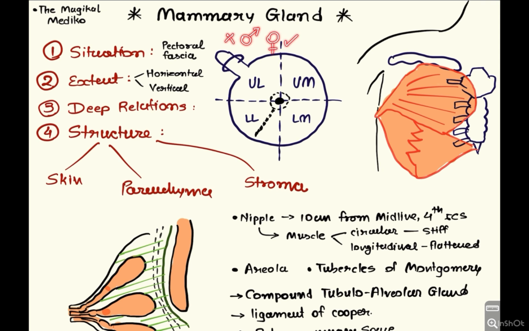Okay. So, first thing we are going to discuss about the mammary gland is the situation of this gland. The mammary gland is situated in the pectoral region and in the superficial fascia of the pectoral region. So, it is situated on the pectoral fascia.